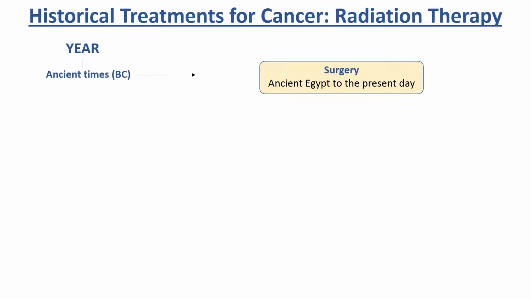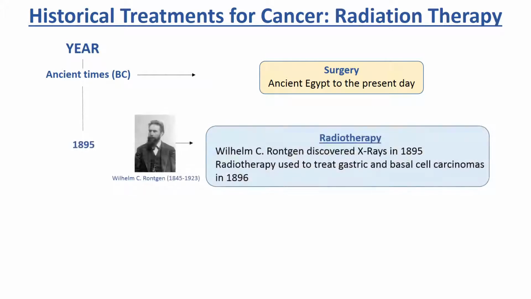So surgery remains in use to this day as a treatment for cancer. In 1895, Wilhelm Röntgen discovered X-rays, and just 1 year later radiotherapy was used to treat gastric and basal cell carcinomas. Radiation therapy is a physical means to destroy cancer cells through apoptosis, necrosis, and senescence.